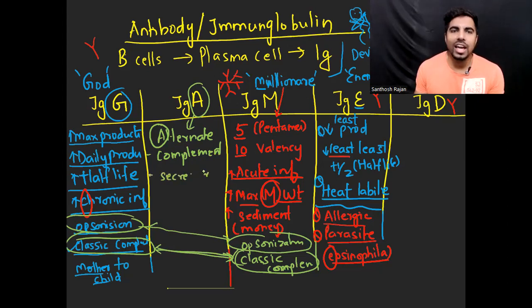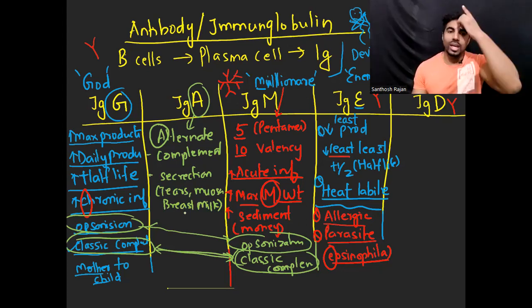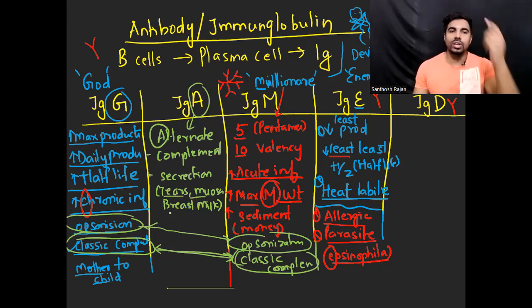This question also can be asked. Which immunoglobulin is high in your secretions, means tears, saliva, any mucosal secretion, breast milk, everywhere? IgA is high. That's the question. Wherever you see any secretion, IgA is high. That's it. So remember that. These are the important things.